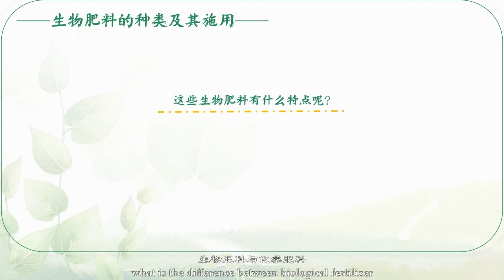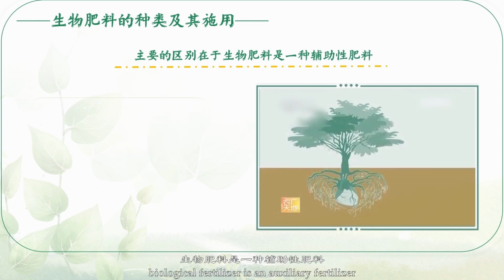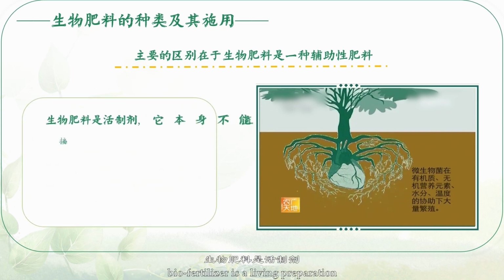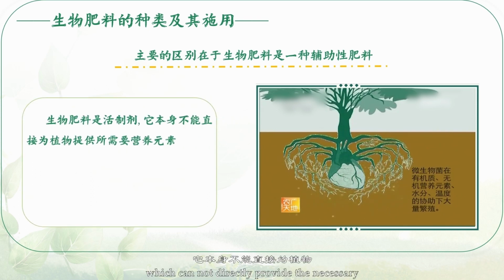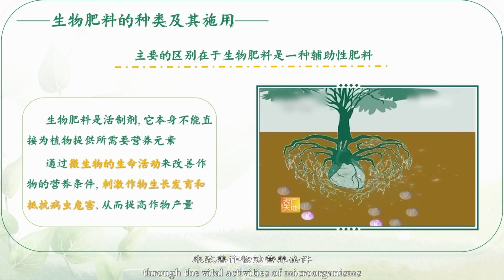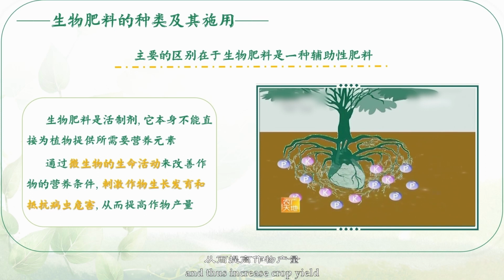What is the difference between biological fertilizer and chemical fertilizer and organic fertilizer? The main difference is that biological fertilizer is an auxiliary fertilizer. Biofertilizer is a living preparation which cannot directly provide the necessary nutritional elements for plants, but can improve the nutritional conditions of crops through the vital activities of microorganisms, stimulate the growth and development of crops, resist pests and diseases, and thus increase crop yield. Now we know the characteristics of biofertilizer.